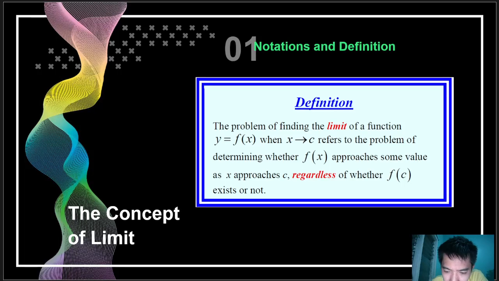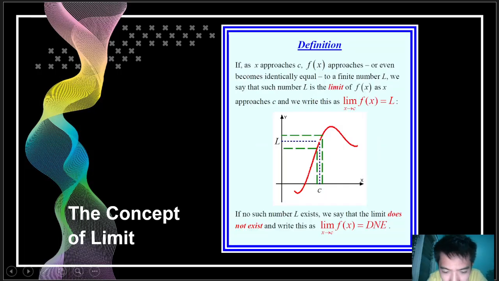So, another definition: if as x approaches c, f of x approaches, or even becomes identically equal to, a finite number L, we say that such number L is the limit of f of x as x approaches c, and we write this as the limit of f of x as x approaches c is equal to L.